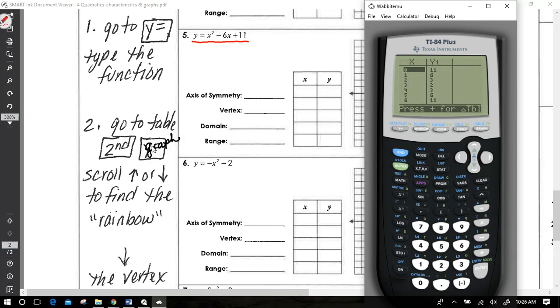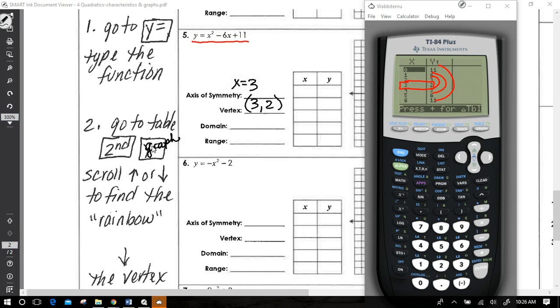I want you to look at my calculator and see if you can find the center of the rainbow. I immediately noticed the 11 and the 11 on the outside, and then there's a 6 and a 6, and there's a 3 and a 3. So the vertex is going to be what is in the center of all of that. So 3 comma 2. The axis of symmetry I know is at x equals 3.